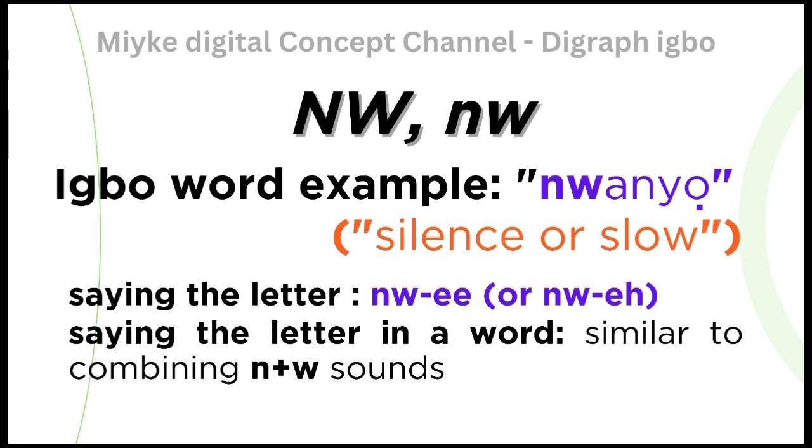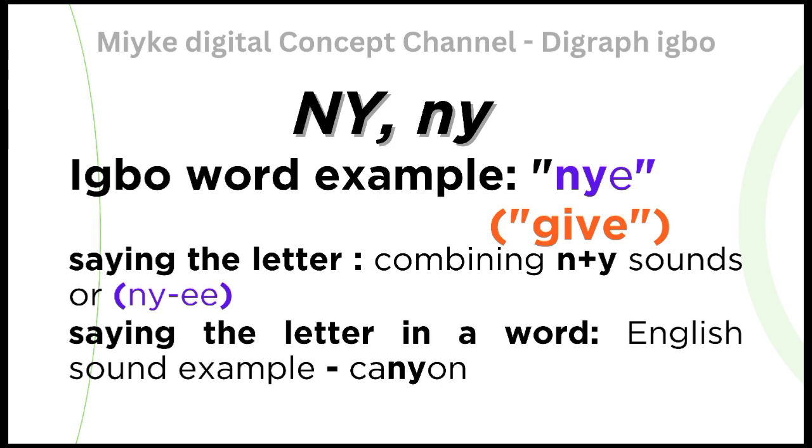The next one is ny. In Igbo, an example we can use is nye, give. You can see that it's ny, nye. I have already given the sound, then e complements it. So the sound is the same thing, we are saying the combination of n plus y. Nye. In English, we can use canyon to express or denote it in a different way, for us to be able to understand and call it.